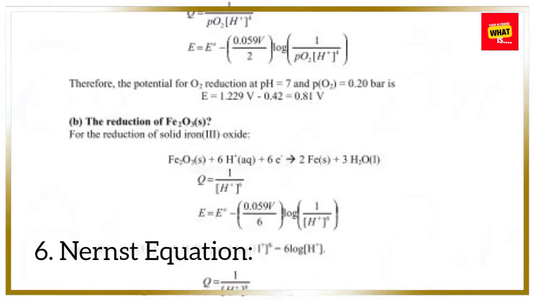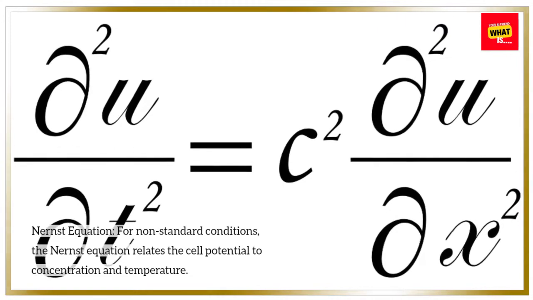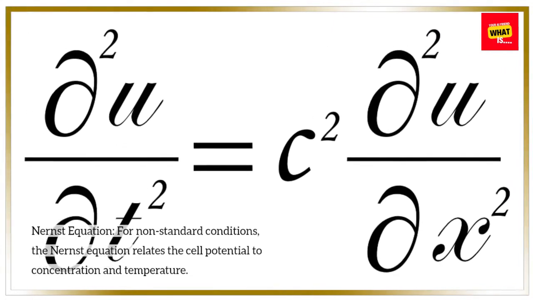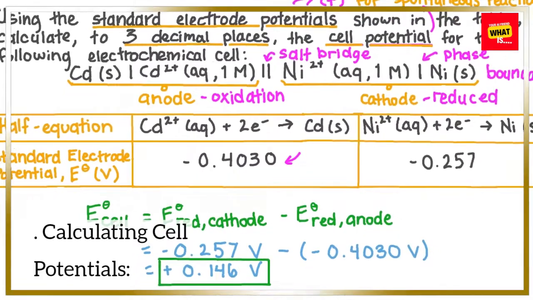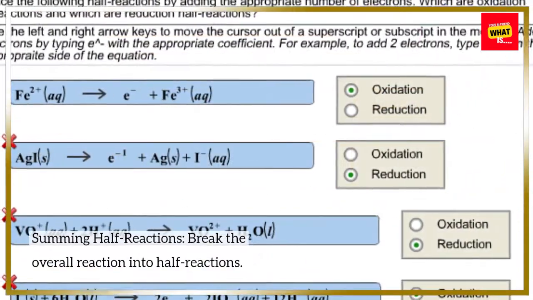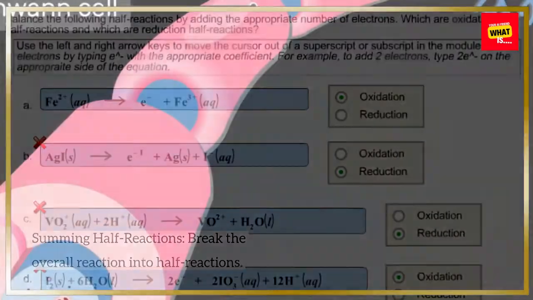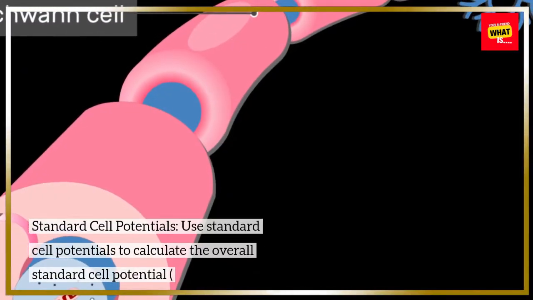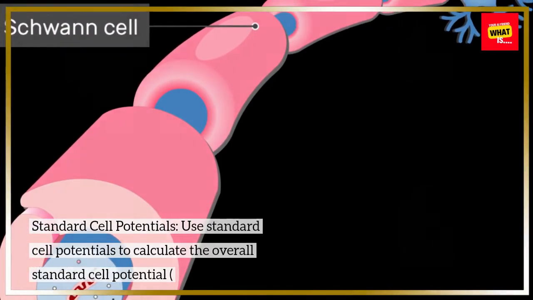6. Nernst equation. For non-standard conditions, the Nernst equation relates the cell potential to concentration and temperature. 7. Calculating cell potentials. Summing half reactions. Break the overall reaction into half reactions. Standard cell potentials. Use standard cell potentials to calculate the overall standard cell potential.